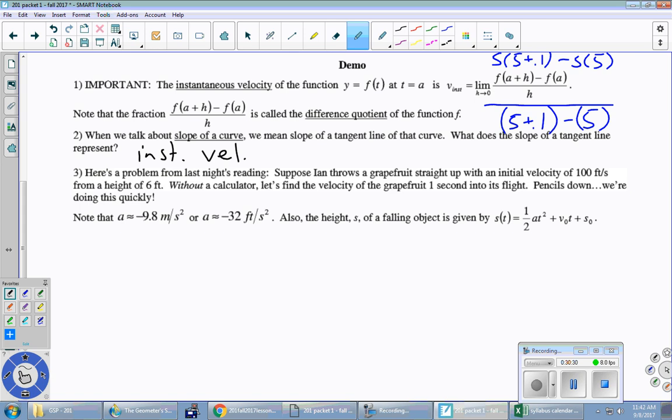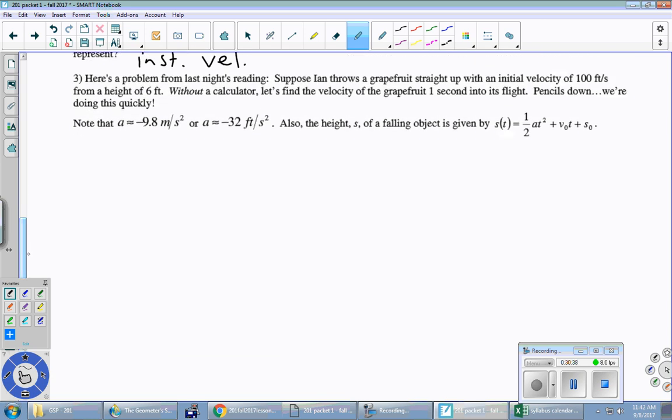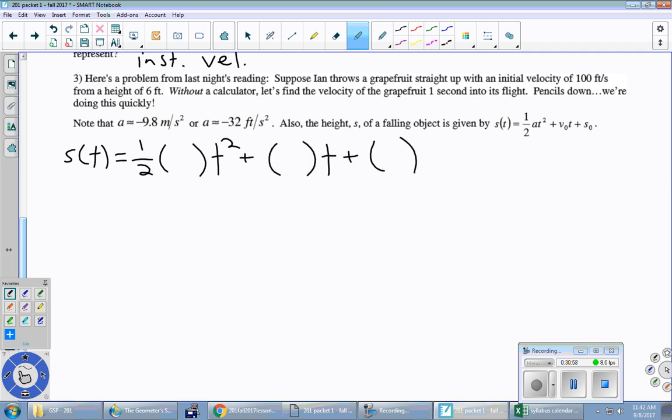So here's a problem from the reading. Suppose Ian throws a grapefruit straight up with an initial velocity of 100 feet per second from a height of 6 feet. Without a calculator, we're going to find the velocity of the grapefruit 1 second into its flight. Not average velocity, but instantaneous velocity. So here we go. We're going to use our same formula, the s of t formula, equals 1/2 of a t squared plus initial velocity times t plus initial height. I'm just going to fill in the blanks with the numbers from this problem.